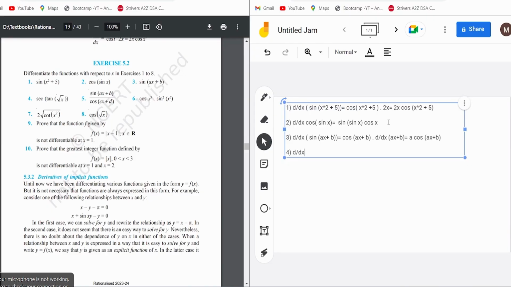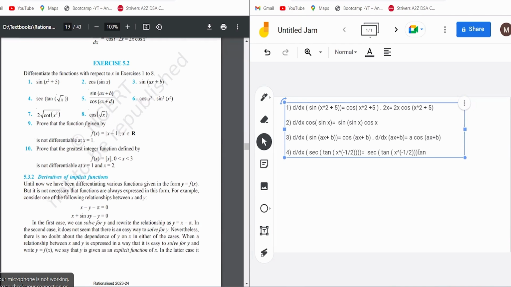Now the next question is d by dx of sec of tan of x to the power minus half. Here it is making it more and more composite, nothing else. Okay, so we have to solve this. Firstly, differentiate the outer function. What is the outer function? Sec. Differentiation of sec x is sec x tan x. So firstly, we will get sec of this thing into tan of this thing, because differentiation of sec of something is sec of that thing into tan of that thing.